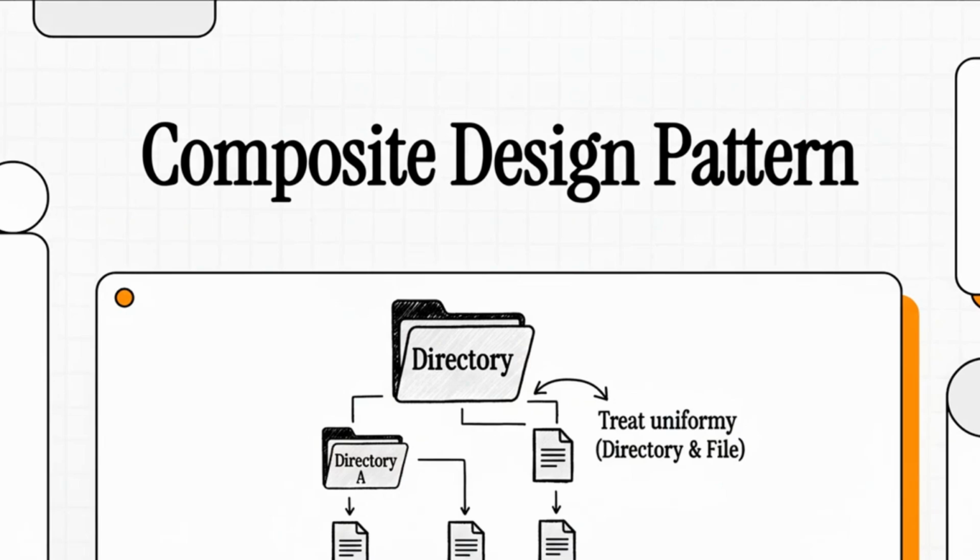You know that feeling when you're wrestling with code that has to handle individual objects and then also groups of those same objects? Kind of like files inside a directory or maybe graphical shapes in a drawing? It can get super messy really fast. Well, today we're going to untangle that whole knot with a really powerful tool, the Composite Design Pattern.